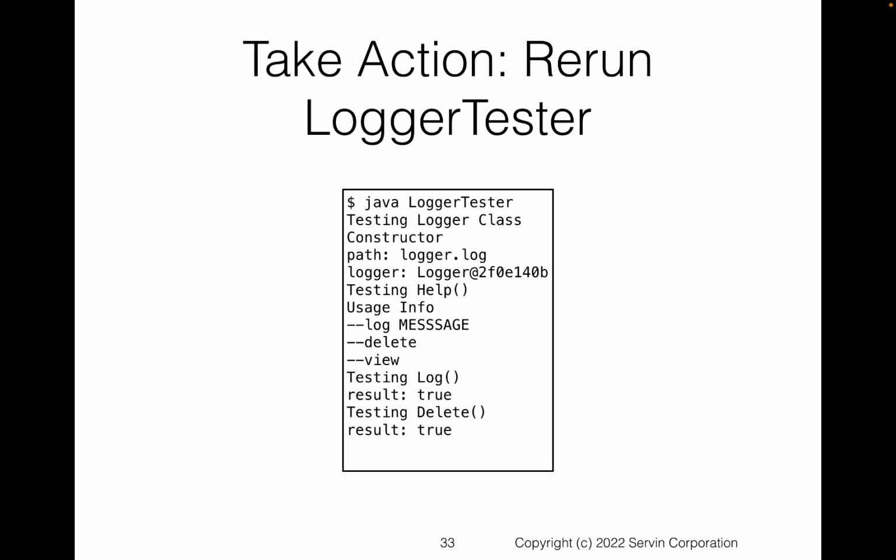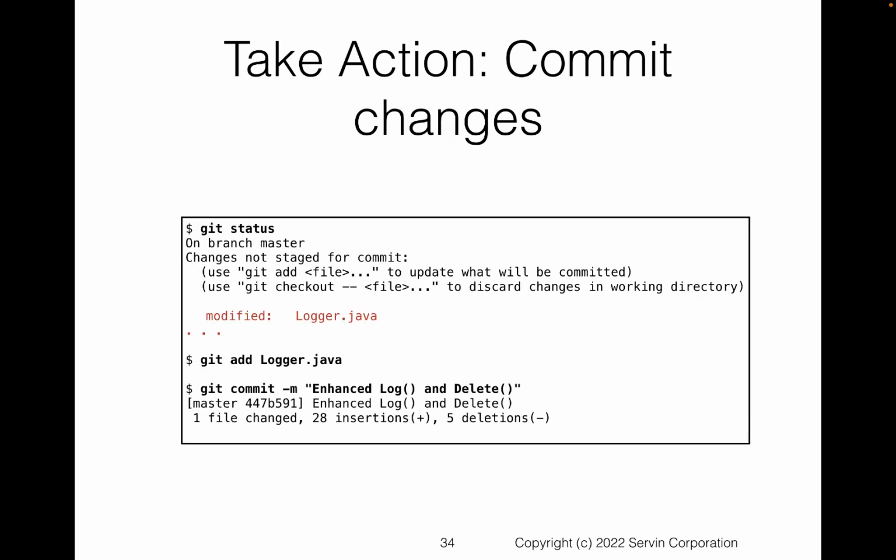Okay, our next action we're going to take is rerun the LoggerTester. We don't have to change anything in the LoggerTester, we just run it, and now of course we're going to actually implement code for the log and also for the delete. Okay, we got us some more changes, so we'll commit those. We'll say git status to see what files changed, and only one file changed, the Logger.java. So we'll say git add Logger.java, and then we will do a commit on that. So git commit -m enhanced log and delete, because that's what we did for this one.